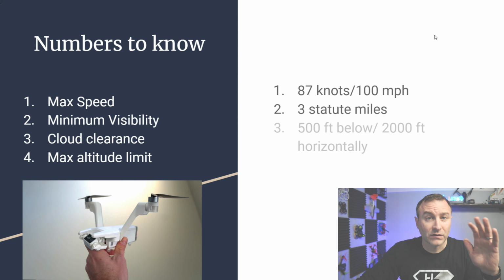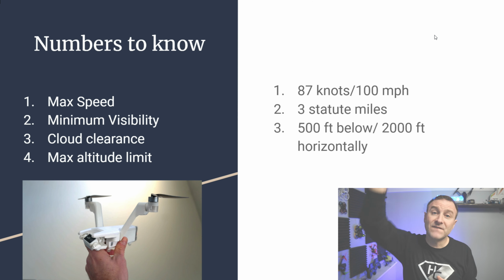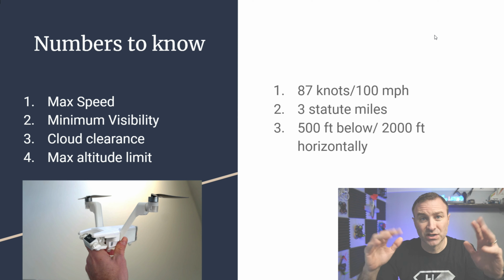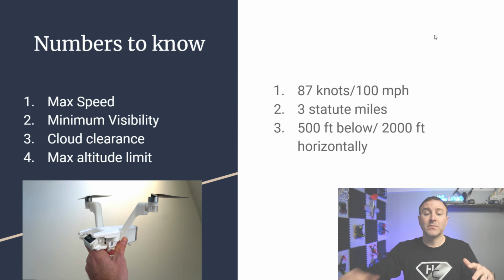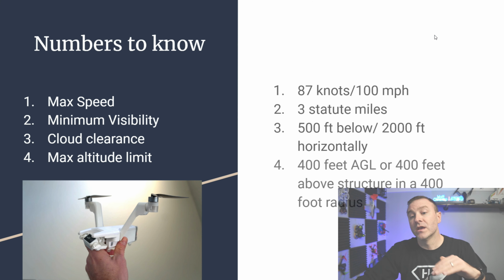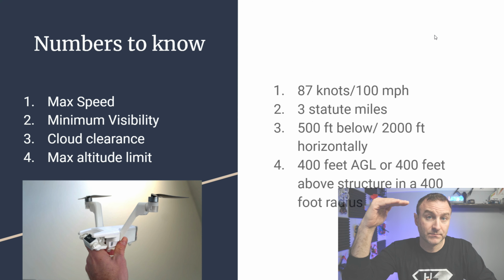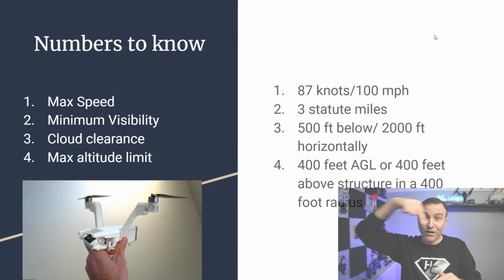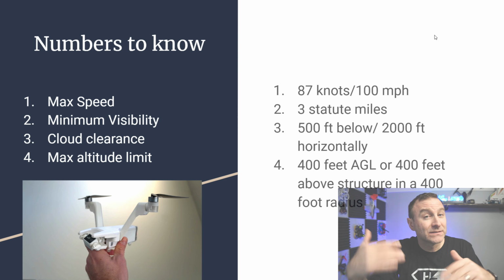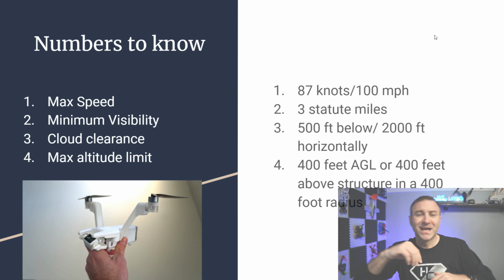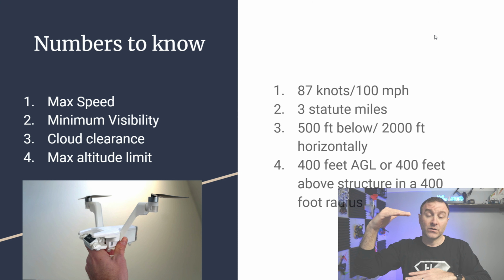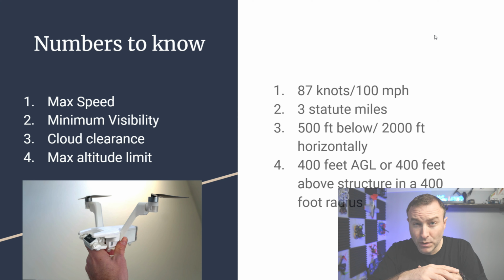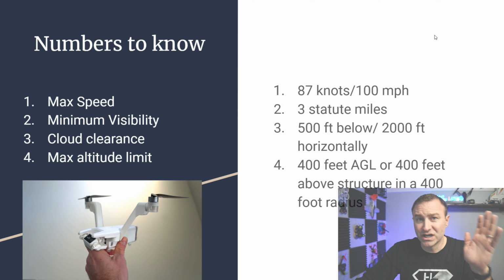Cloud clearance. Now, if there are clouds, you have to be at least 500 feet lower than the clouds and 2,000 feet horizontally away from the clouds. Those are just a couple of rules, and again, we'll touch on some of that later. Maximum altitude limit. How high can you fly? You can fly 400 feet from the ground, right? You can also fly 400 feet over a structure within a 400-foot radius. So let's say I'm flying at a house, and the house is, I don't know, 50 feet tall. It's a big house. I can fly 450 feet now because I can go 400 feet plus 50 feet from the house, 450 feet, as long as I'm within 400 feet of that house. And you probably would be because you want to be able to see, you want to be close, and that's just how people are going to fly.